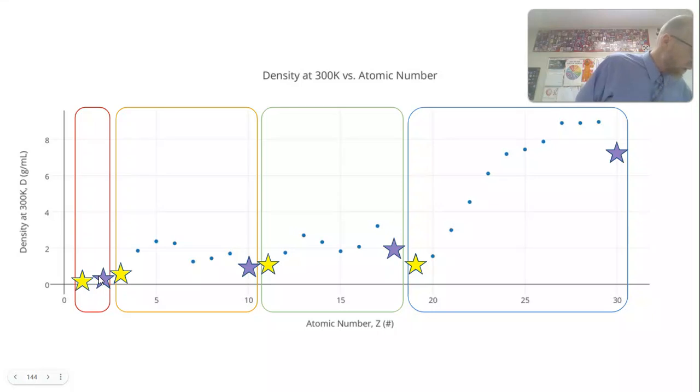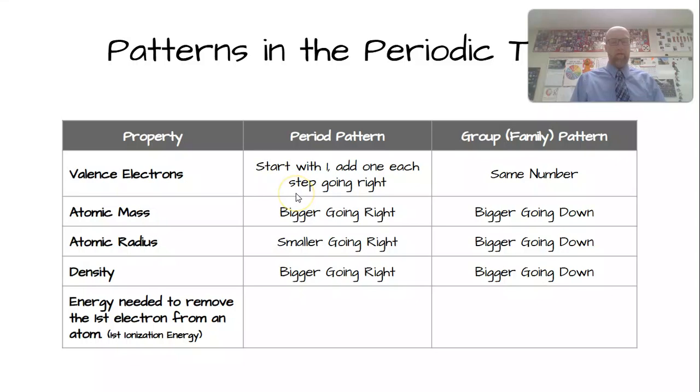I think I've got a density one here, maybe. Actually, it looks like, as I look at it now, I don't think I do. This is not a great pattern, so I don't think I made one for this. Your pattern for density is bigger going to the right and bigger going down, similar to the pattern for atomic mass, okay? The last one we're going to look at is what's called first ionization energy.